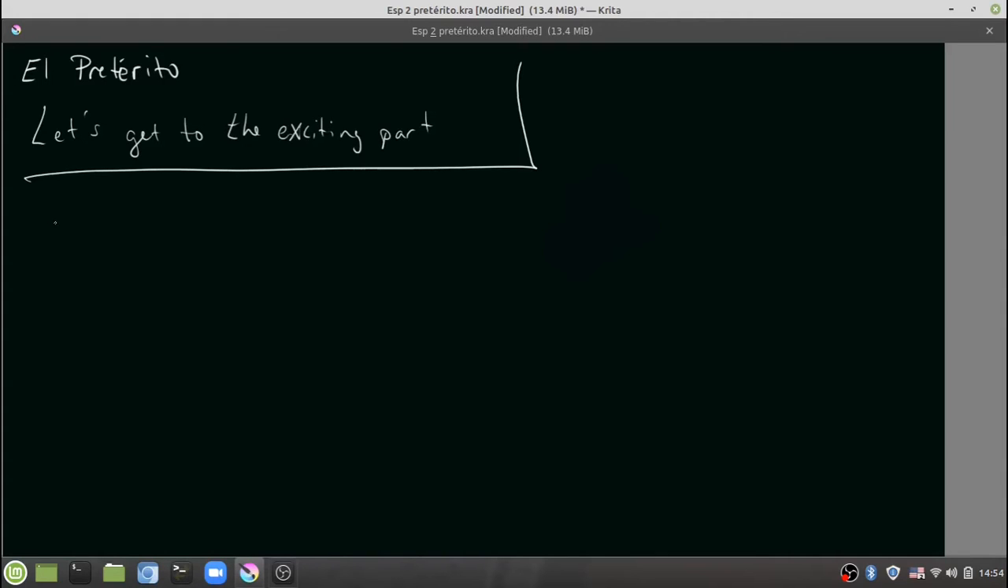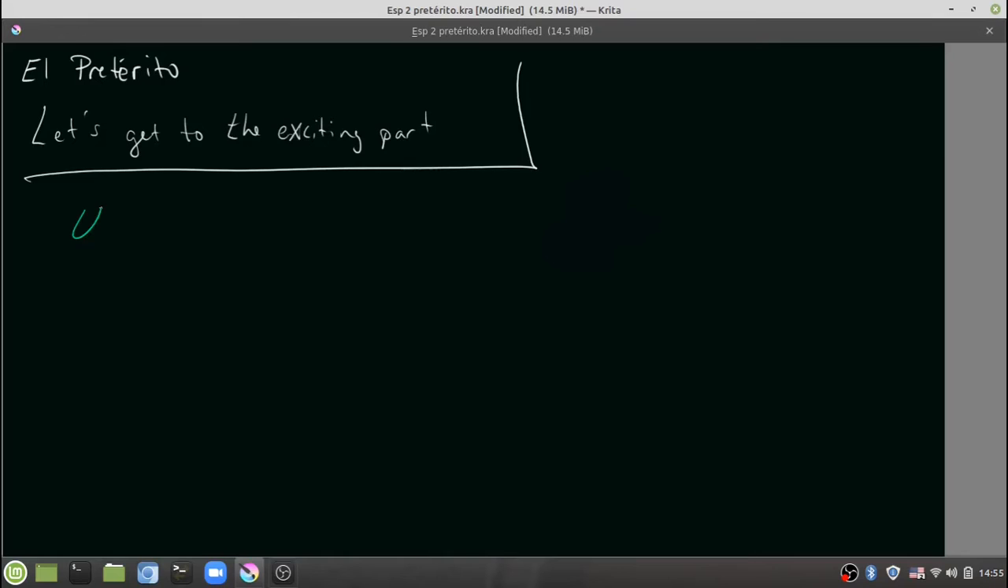In this lesson, we're going to be talking about el pretérito. Alright, let's get to the exciting part. In this lesson, we're going to be talking about the preterite tense in Spanish. The preterite tense in Spanish is one of the more often used past tenses. Along with the imperfect tense, it's the one that's mainly used to narrate stories and events in the past.